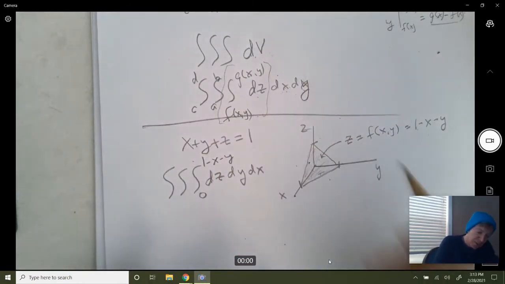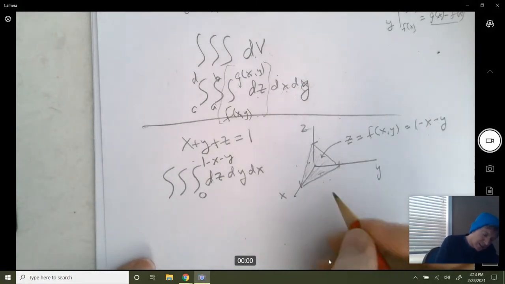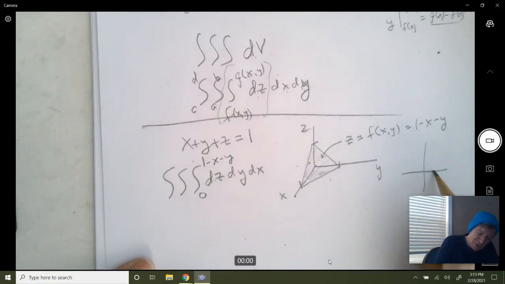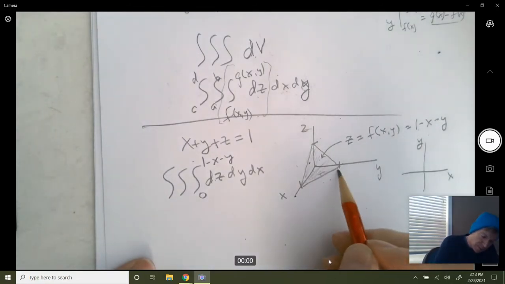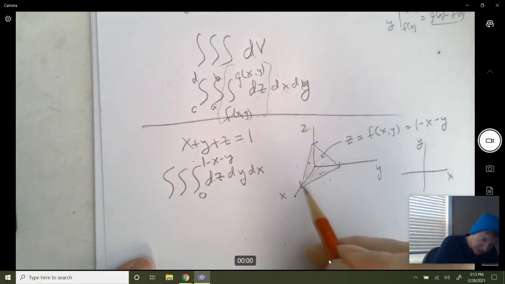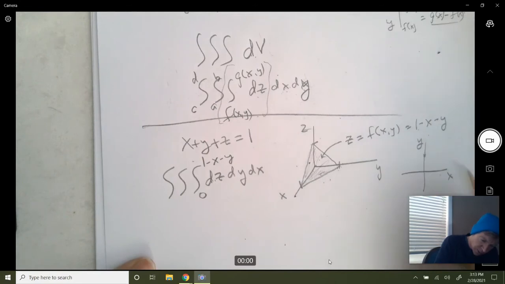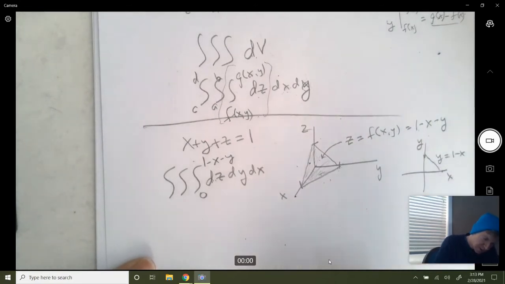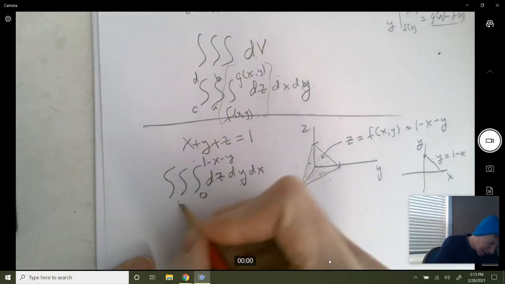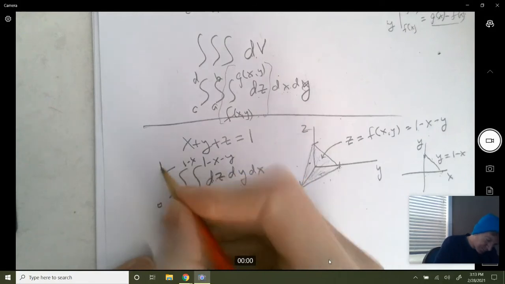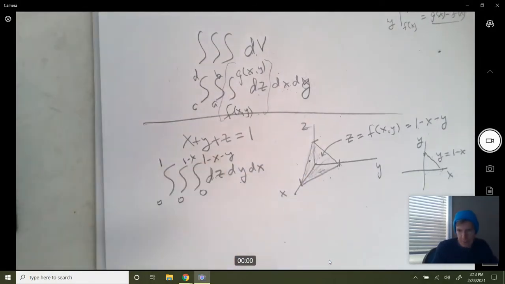Okay, and then we can do the y's next. And when we do the y's next, I always like to redraw this. Since we've done the z's, I'm going to draw what this projection is onto the xy plane. We know that this hits positive 1 on both axes of the xy plane. And then this is going to be y equals 1 minus x. So the y goes from 0 to 1 minus x, and the x goes from 0 to 1. Okay, that's going to give you volume.